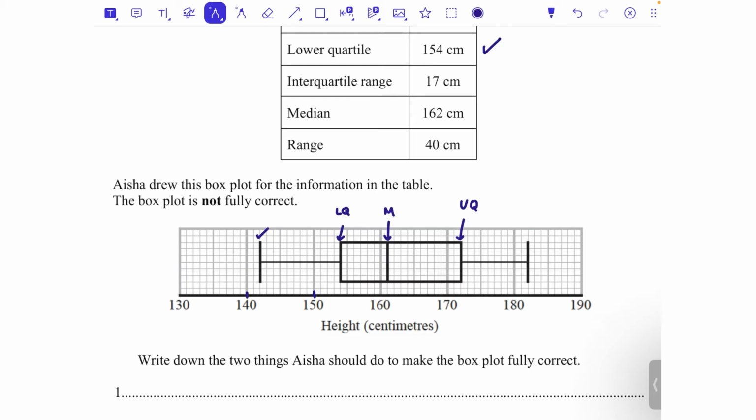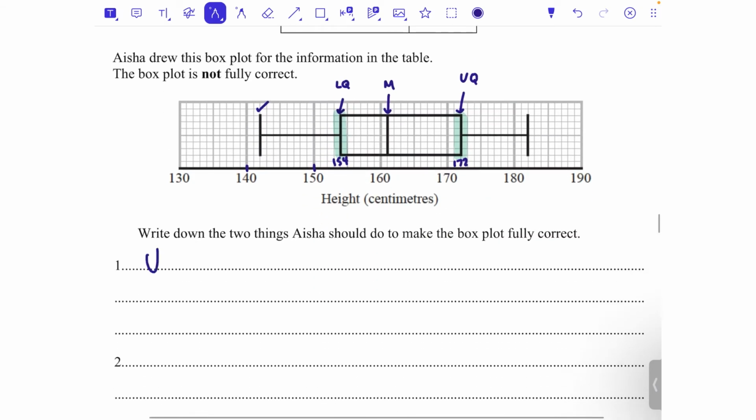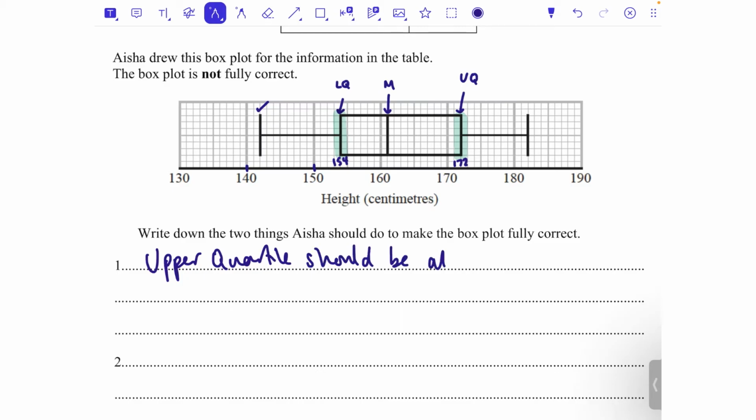She's done that correctly. Now the interquartile range, that is the size between the upper quartile and the lower quartile. So I want to know the difference between that value and that value. Now this one is at 172, the upper quartile, and the lower quartile is at 154. That does not have a difference of 17. So if I do 154 and I add 17, that should be 171. So that's the first thing that's wrong. If the interquartile range is going to be 17, which it should be, then our upper quartile needed to be at 171. So upper quartile should be at 171 centimetres. That's the first thing she's done wrong.